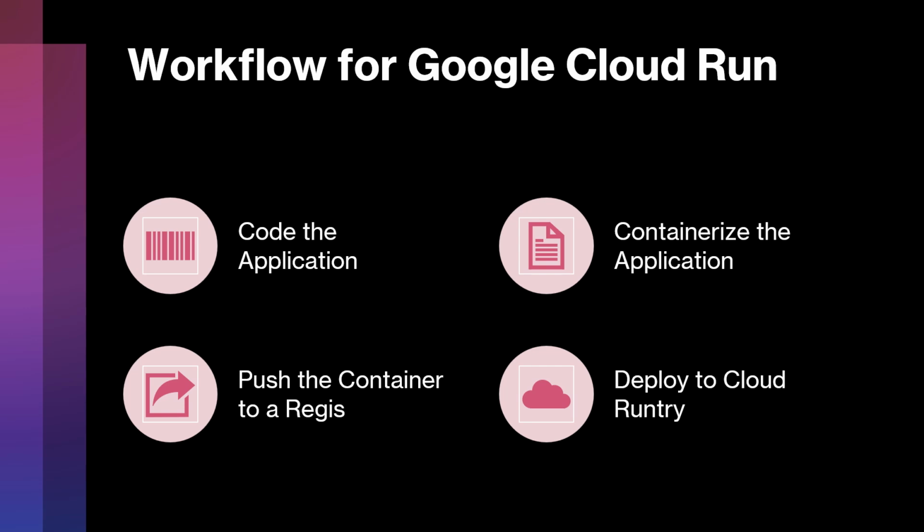B. Build the Docker image. Use the docker build command to turn your code and Dockerfile into an image. C. Test the container locally. Run the container on your local machine to check for issues before deployment.